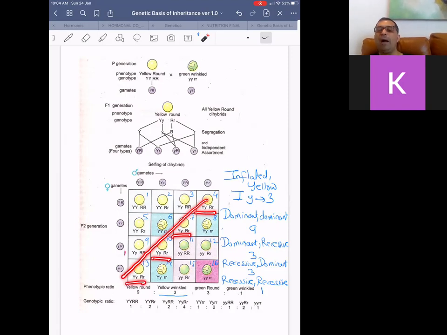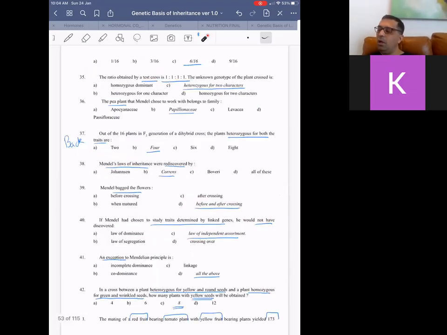Capital Y, capital R, small r. ऐसे 4 है. Plants heterozygous for both traits are 4. Mendel's laws of inheritance was rediscovered by Correns. Correns has republished Mendel's work again.